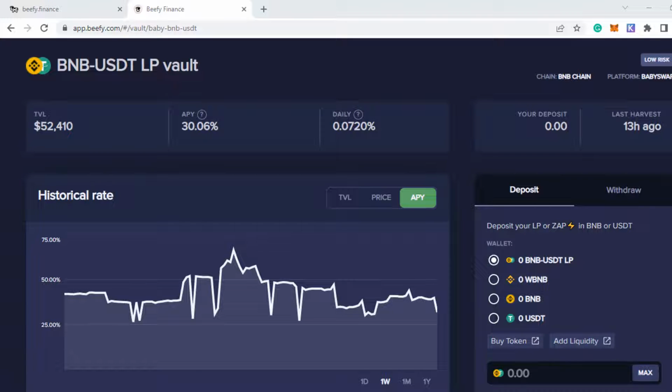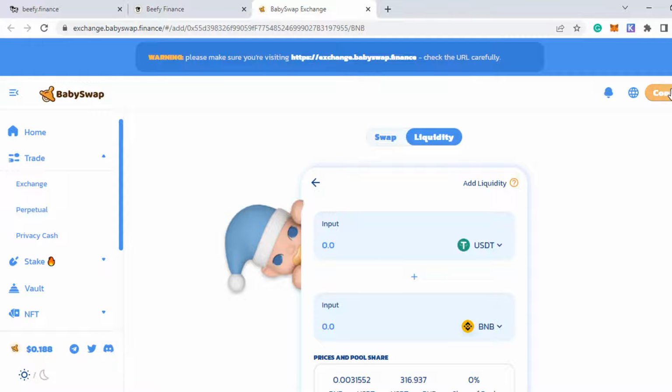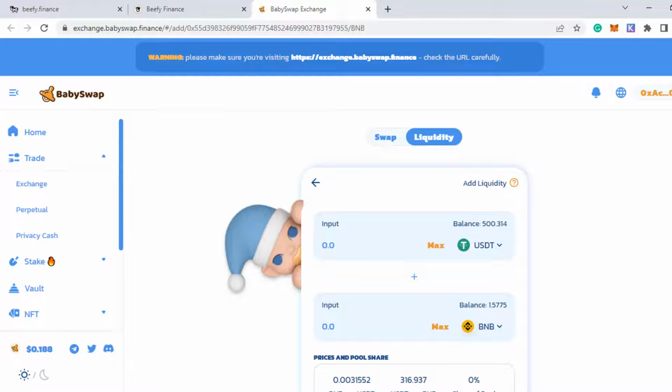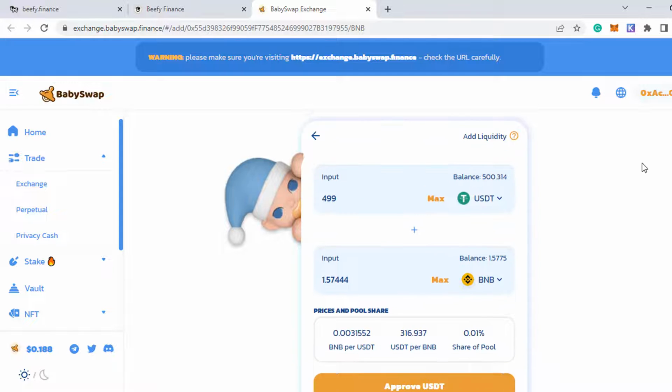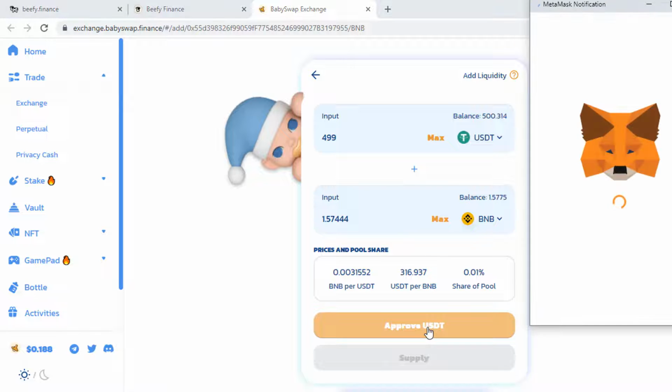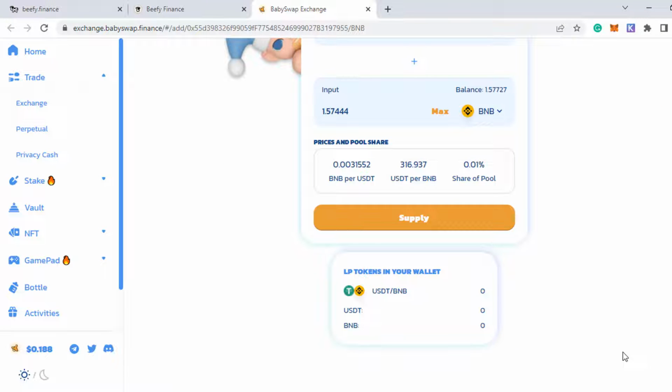Let's continue by adding liquidity, therefore we will be directed to BabySwap and the first thing we have to do is connect our wallet. I use MetaMask. Now I have 500 USDT and $500 worth of BNB and I would like to get LP tokens for it. Let me approve it quickly and confirm it again, and now we have a little under 20 LP tokens.